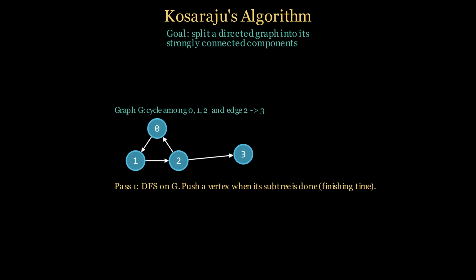We assume you already know depth-first search on a directed graph. This scene does not teach DFS itself. Here we only show what to record for Kosaraju. Pass 1, explore with depth-first search on the original graph. When you are completely done with a vertex's outgoing exploration, push it onto a stack.